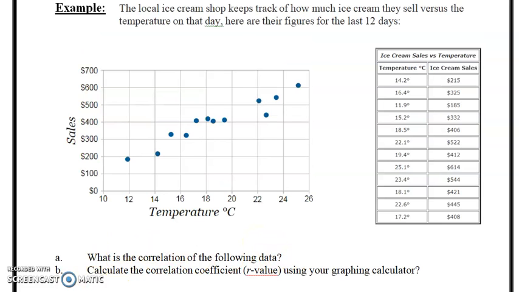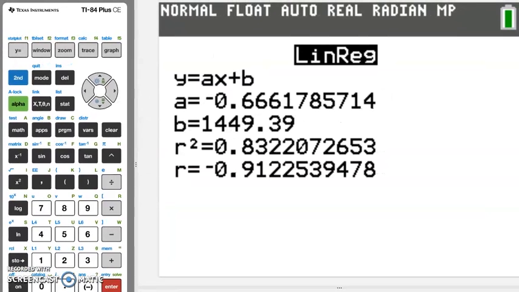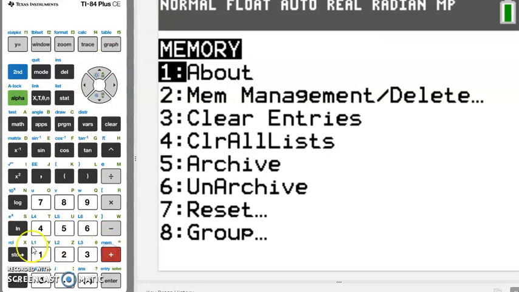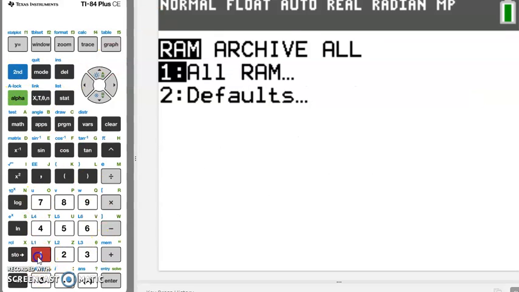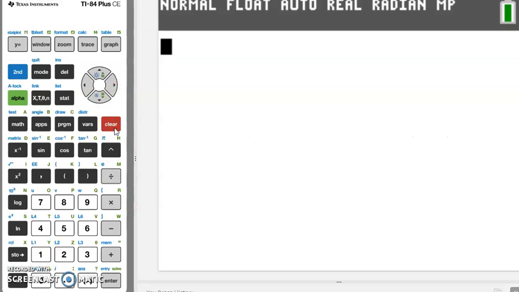So let's go back to our graphing calculator again. So we have that example we did in 6.9. So we're going to clear that. So second function plus 7, reset, 1 all RAM, 2 reset, and it clears everything. So it brings us back. That's the easiest way to do that. So then we're going to go to our sheet and we're going to enter that data again.